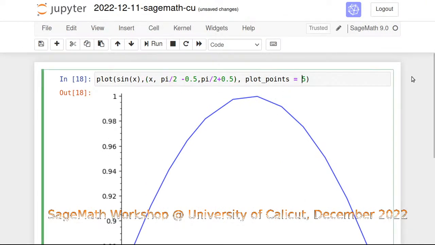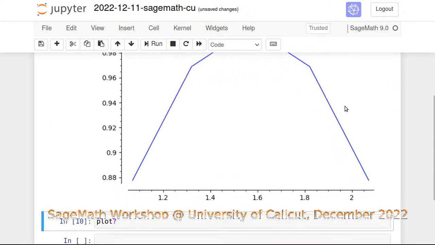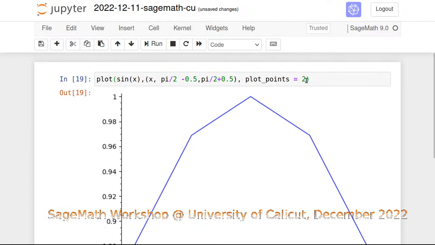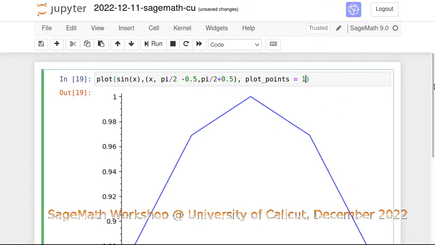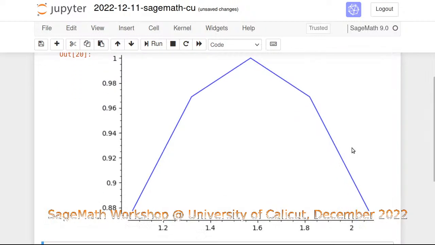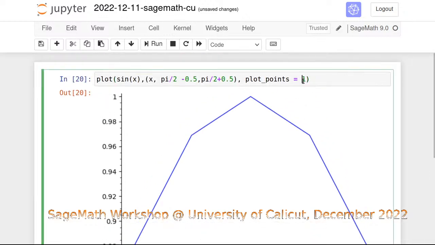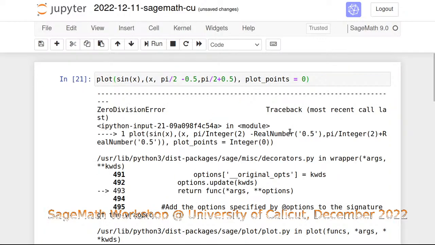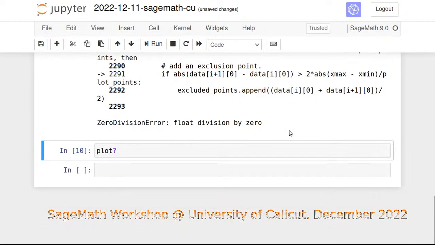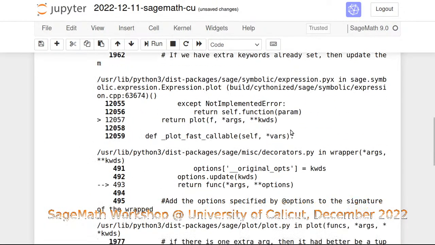So the concept of plot points, if you use only 2, it's a multiplication factor here. It is not exactly 2. You use 1, 2, 3. So the number of points is getting down. If you use just 0, that's wrong, okay, it's a division by zero.